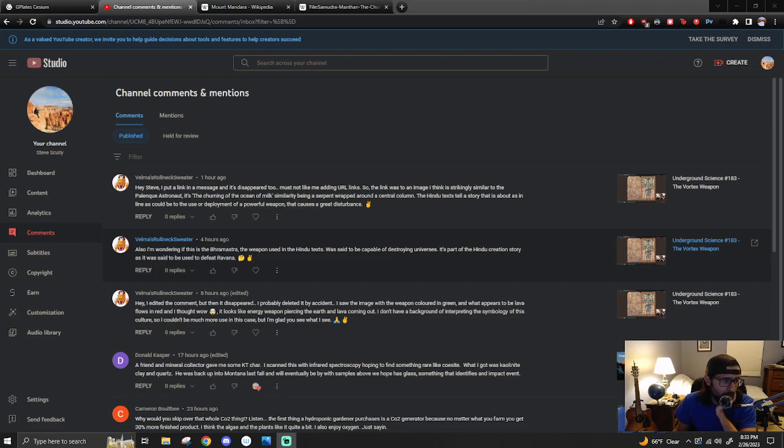Velma's roll neck sweater said, "Also, I'm wondering if this is the Brahmastra, the weapon used in the Hindu texts, was said to be capable of destroying universes as part of the Hindu creation story, and is said to be used to defeat Ravana."